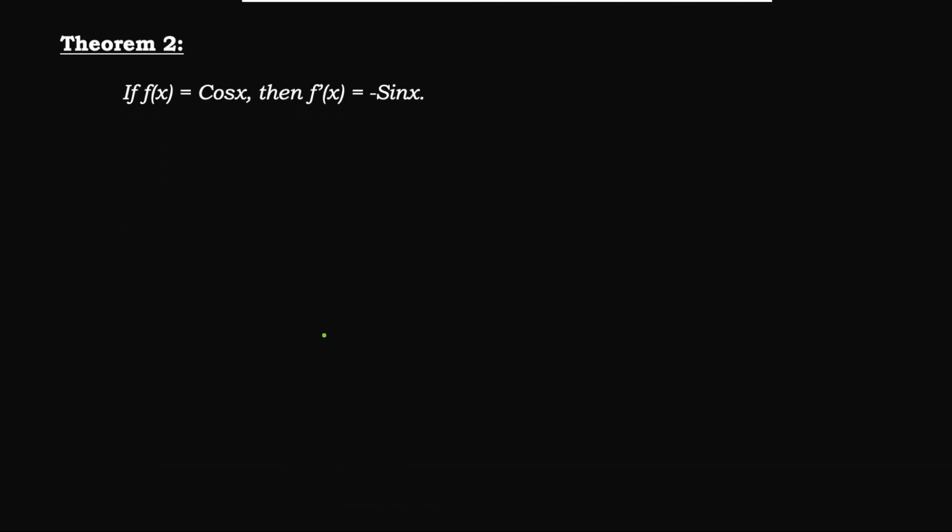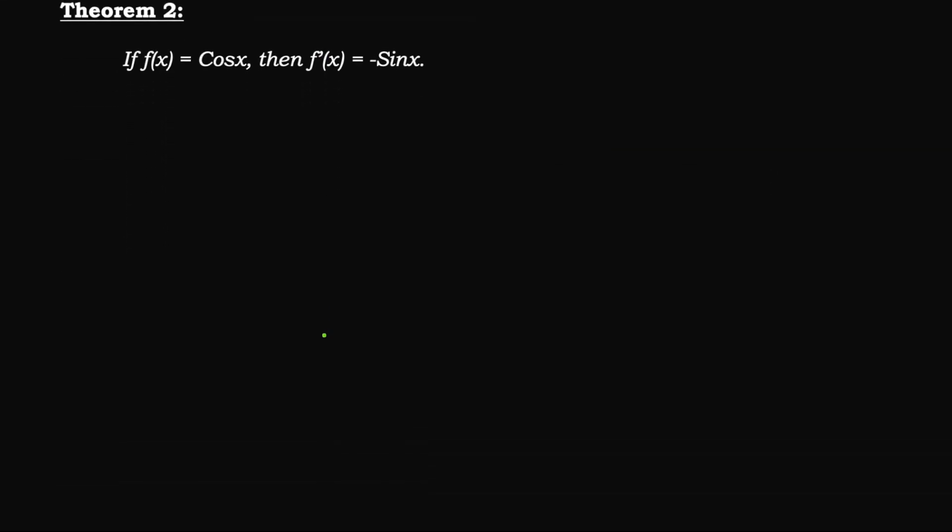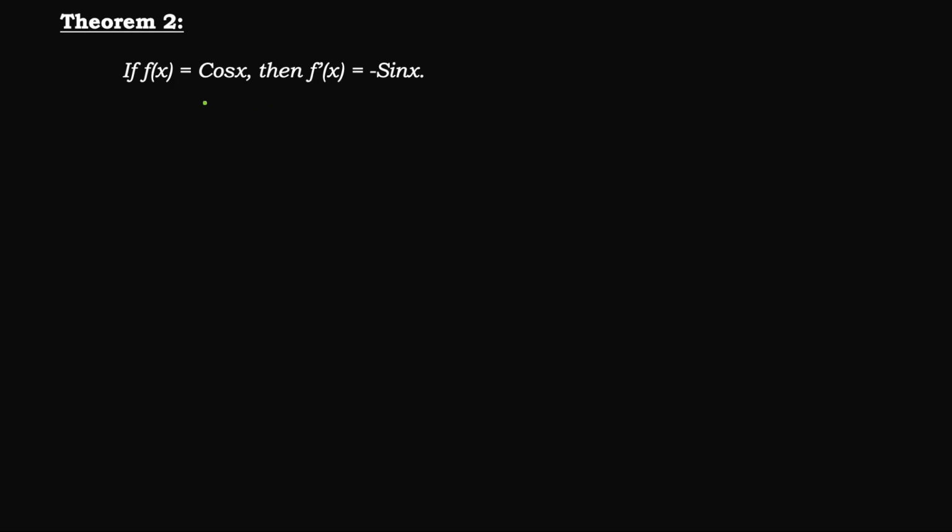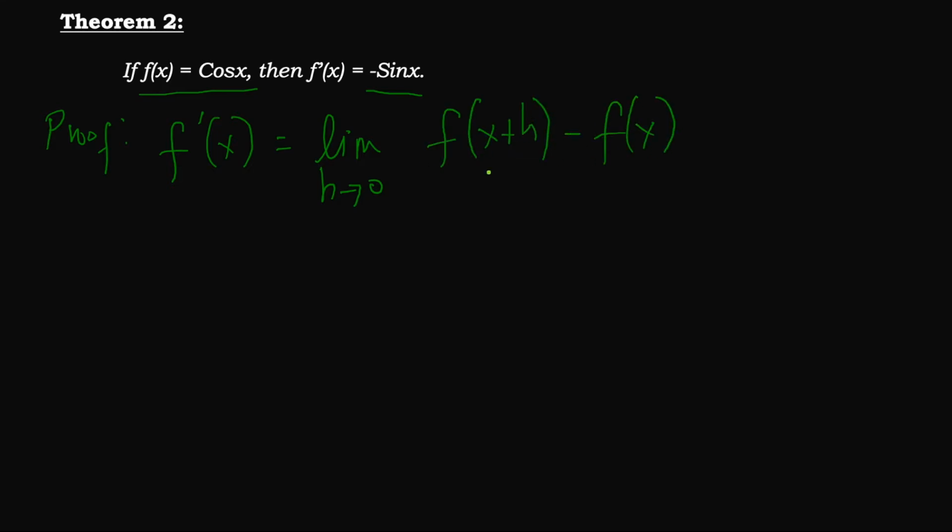So the theorem states that if a given function f of x is equal to cosine of x, then its derivative is equal to negative sine of x. The proof of this theorem will be using the difference quotient formula, which is f prime of x is equal to the limit as h approaches 0 of f of x plus h minus f of x all over h.